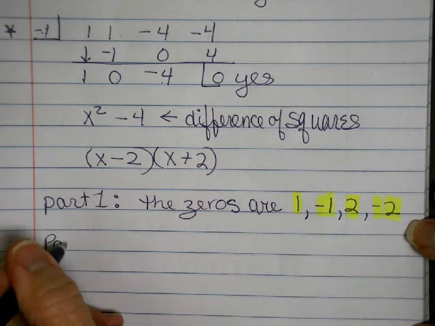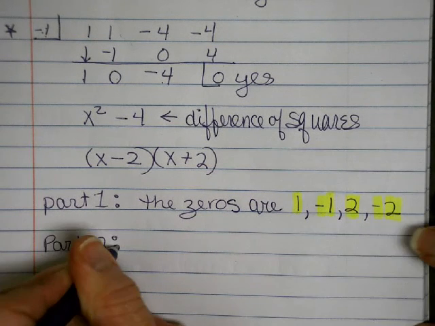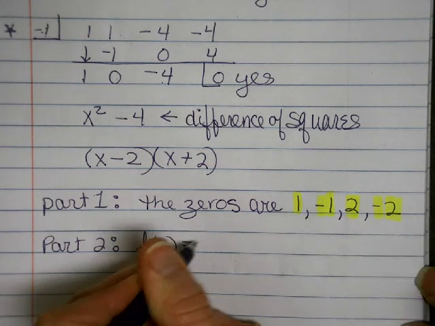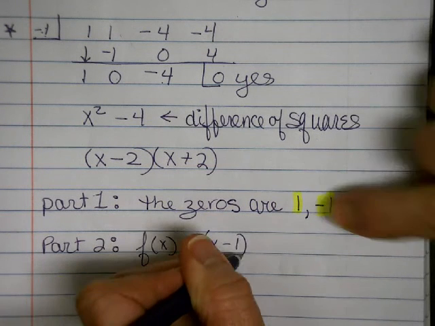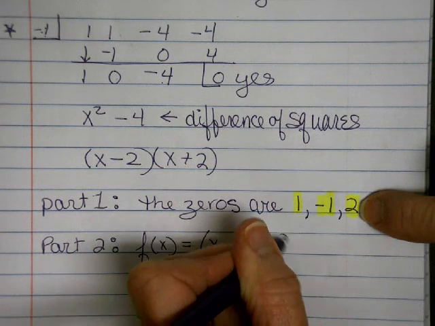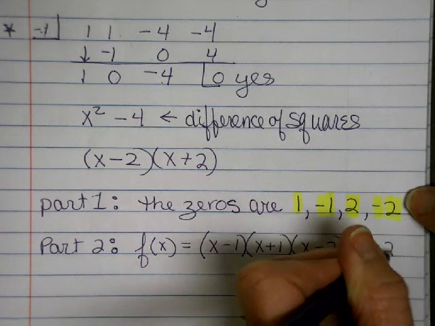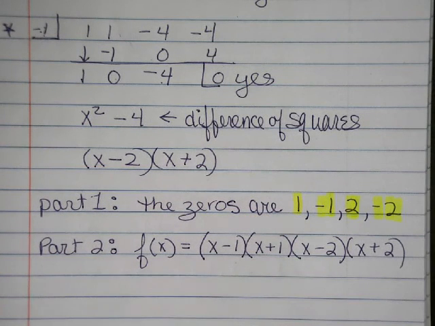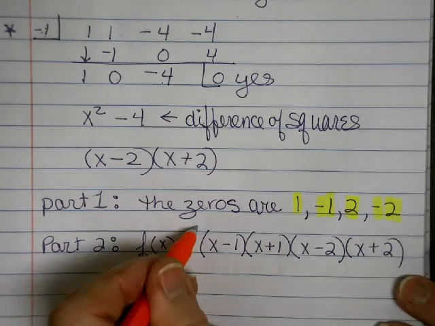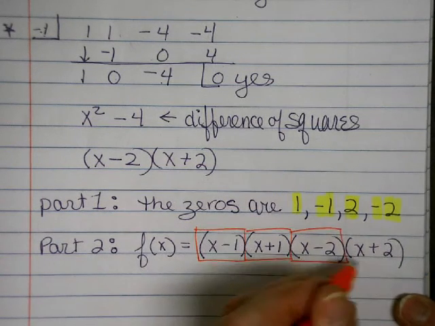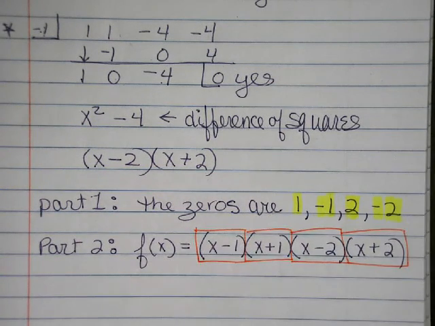Part two. It says the factored form of the function f of x is, that is a factor, x minus 1. That is a factor, x plus 1, x minus 2, x plus 2. Here we go. So each one of those have their own little boxes. Don't put them all in one box. It doesn't like that. Okay, put them in their own little boxes with the parentheses. All the notations.